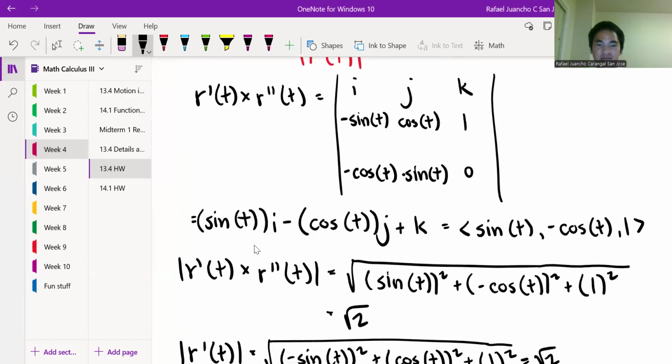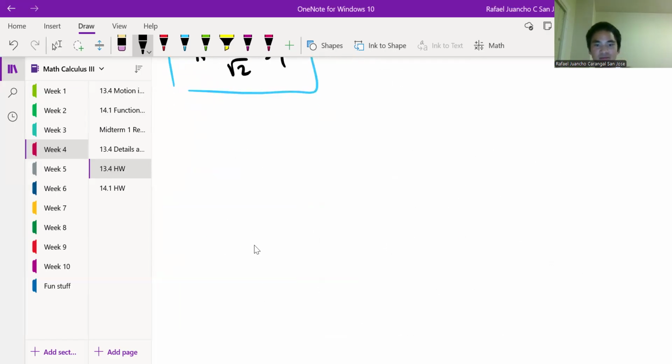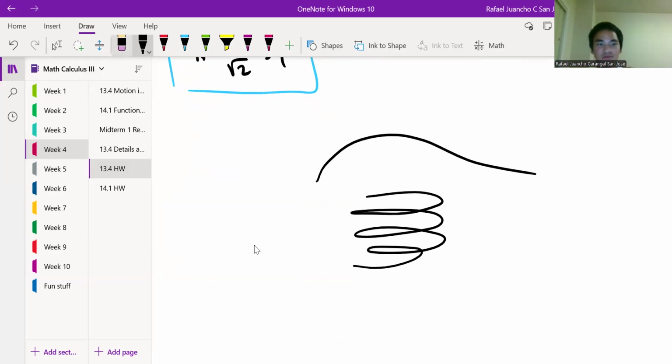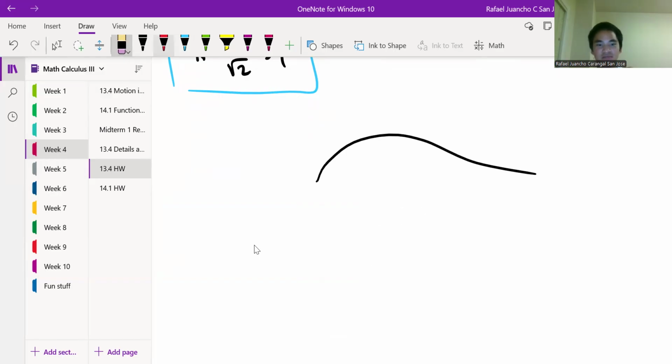So kind of like, if this was part of our helix, imagine that's part of the helix. The helix looks something like this. But if that was a part of the helix, right? Let's say we have our tangential vector there.